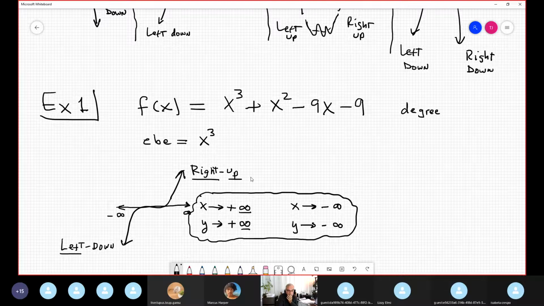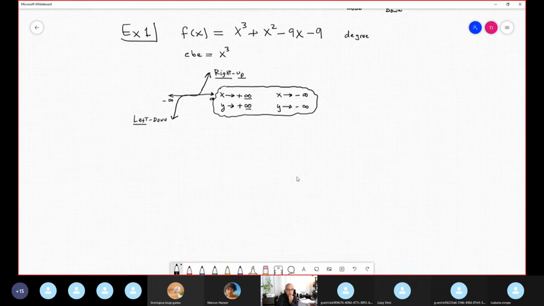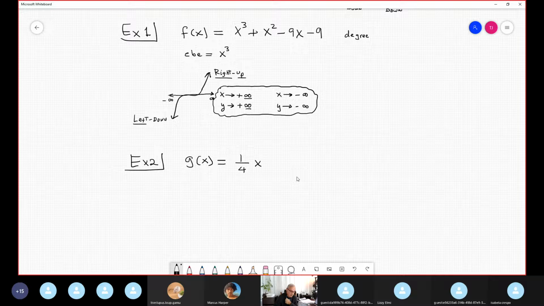That was example 1, easy. Example 2 is not easy. It's more complicated. It's confusing. Example 2: the function is g. It's a polynomial also. 1 over 4 x, 2x minus 3 cubed, x plus 4 squared.